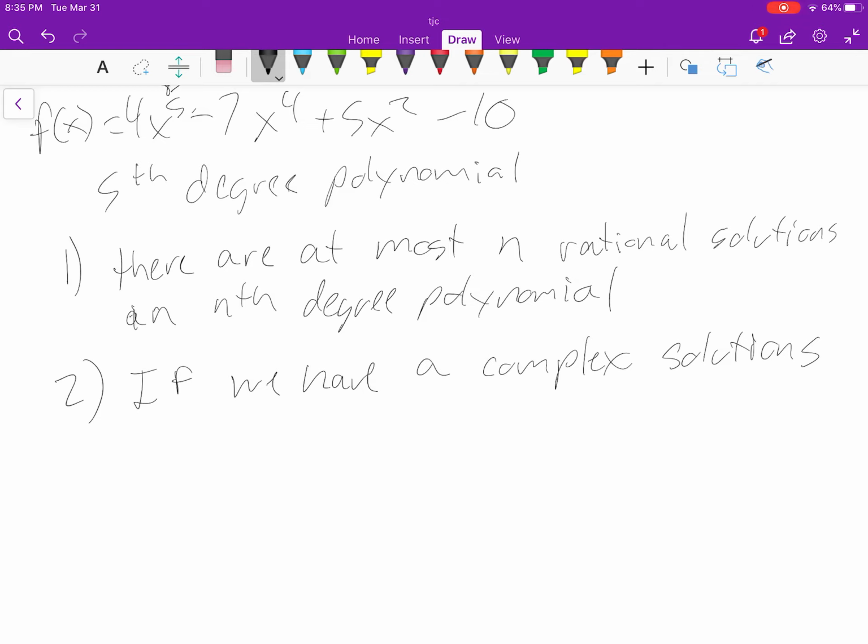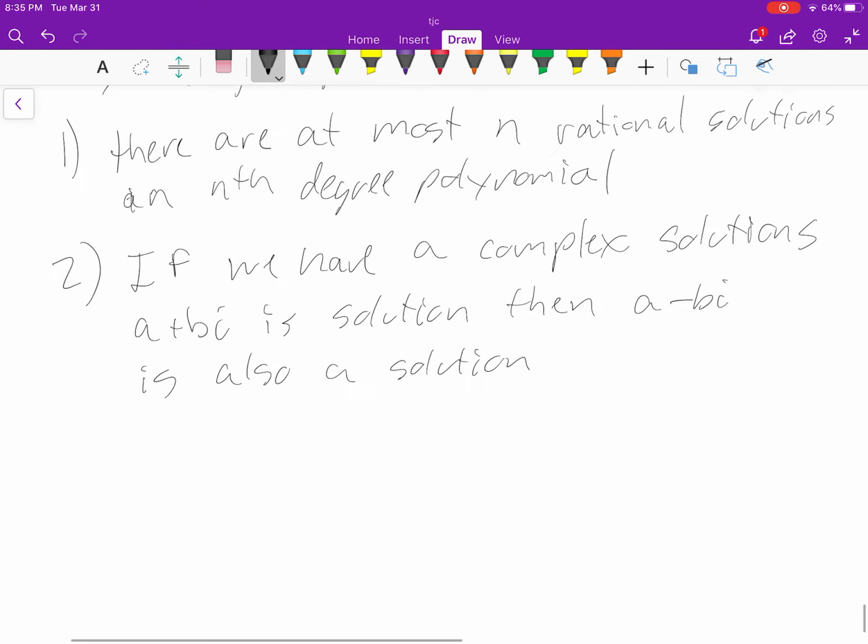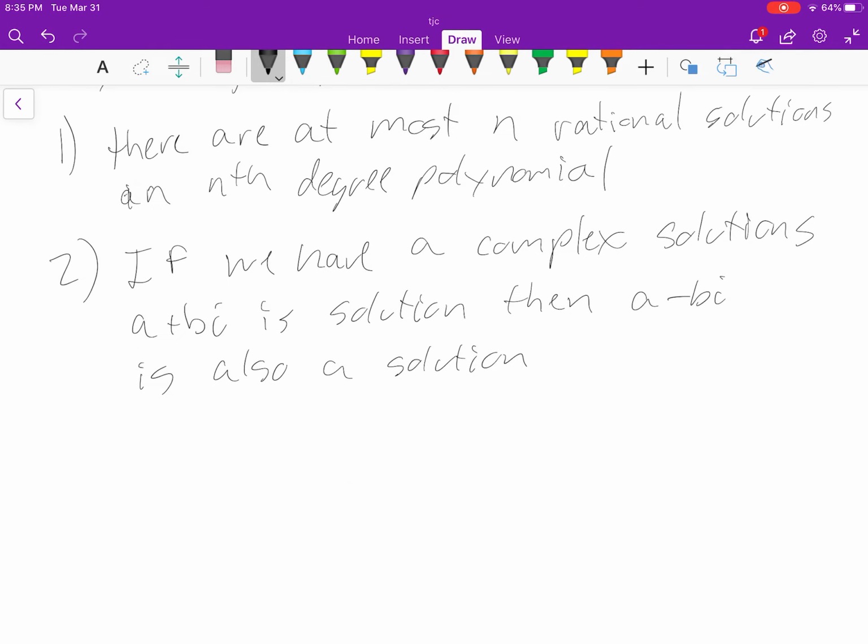So if we have a complex solution, say a plus bi as a solution, then a minus bi is also a solution. Okay? And the reason for this is our polynomials, when you look at them at the very beginning, have no imaginary parts. They're all real. So if one of the factors has an imaginary part, it must cancel with another part that's imaginary, so that when you're done multiplying them out, you don't have imaginary parts to your polynomial.